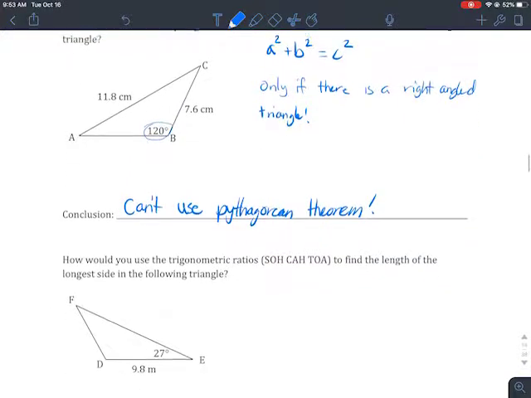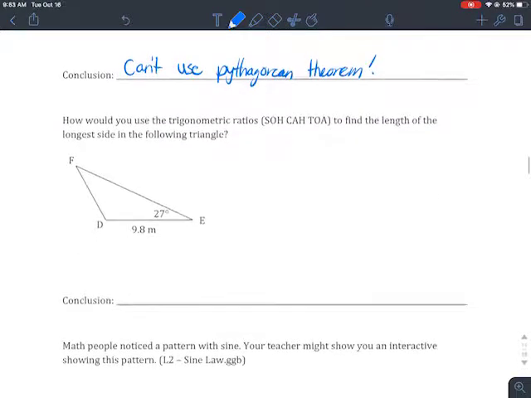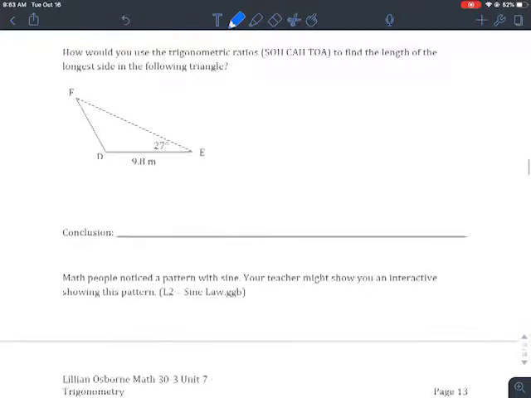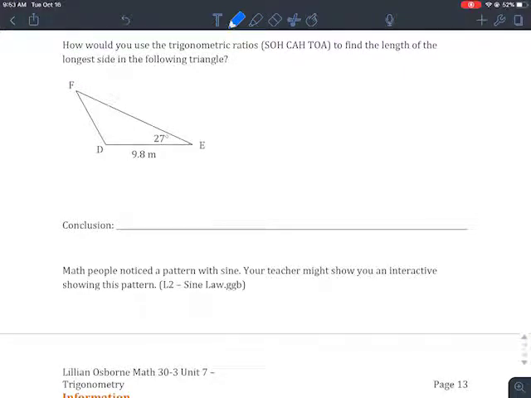Okay, if I look down below, how could we possibly use the trigonometric ratios of sine, cosine, and tangent to find the length of the longest side? Now again, with sine, cosine, tangent, we need a 90-degree angle. I don't have one, and I can't get one. 27 degrees is an acute angle, it's less than 90. Angle F, also acute angle, less than 90. Angle D is an obtuse angle, it's bigger than 90. So I can't use the sine, cosine, tangent ratios that I've learned. We can't do it.